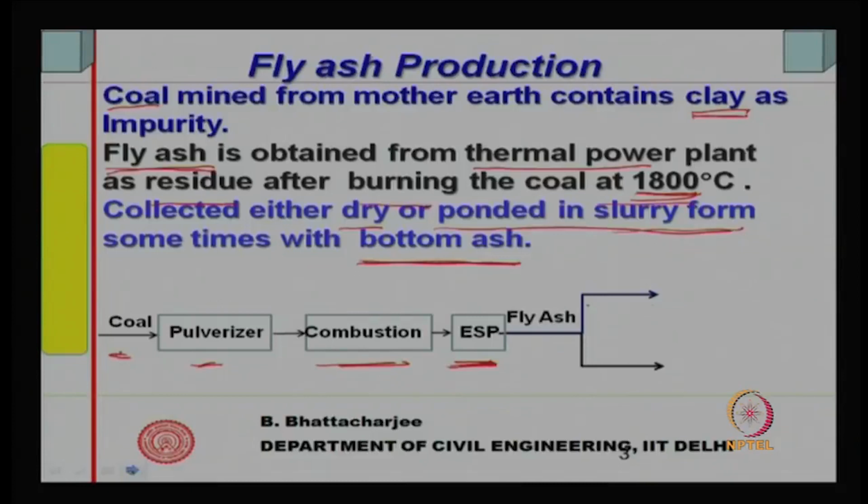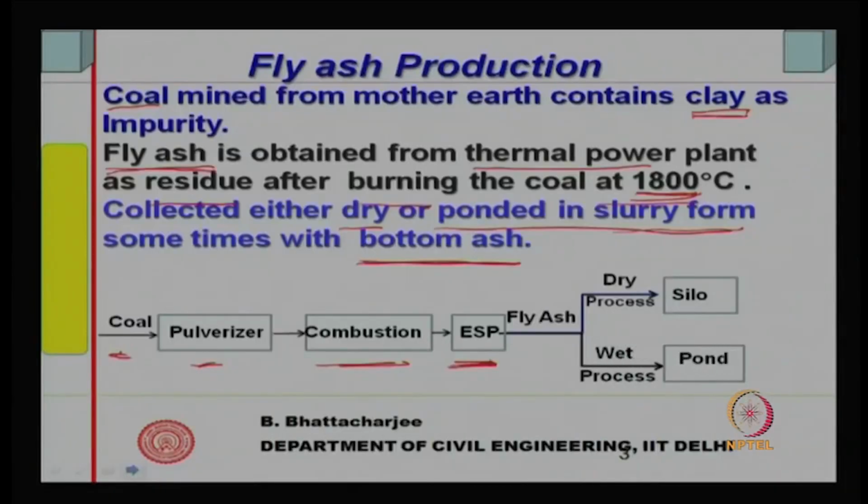This fly ash can be handled dry or handled wet. So, in the wet process, what you do? You mix this ash with water, usually with the bottom ash, to form a slurry, and this slurry is transported and stored in a pond. In the dry process, they are handled dry and taken directly to the silo. Wet process, put it into the pond. So, this is how fly ash is produced.